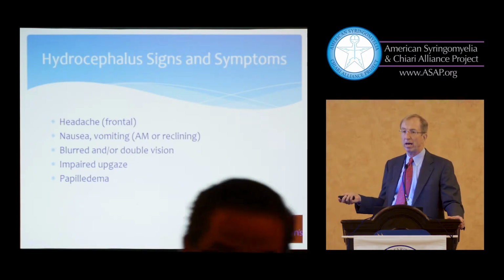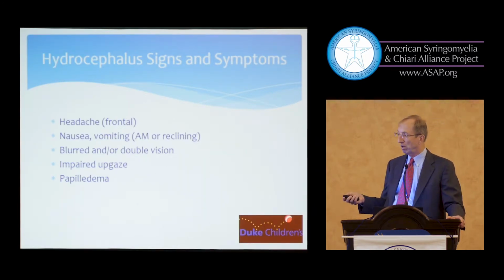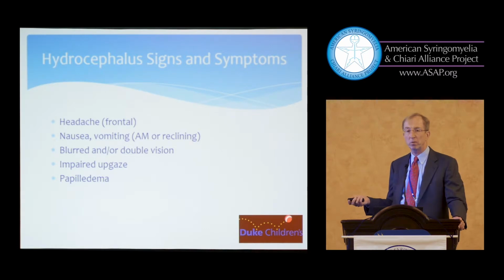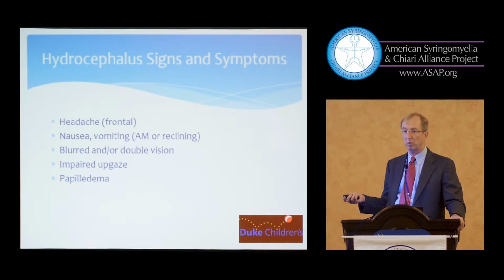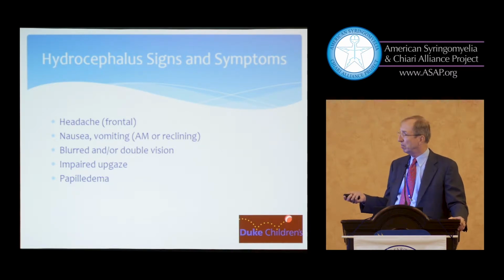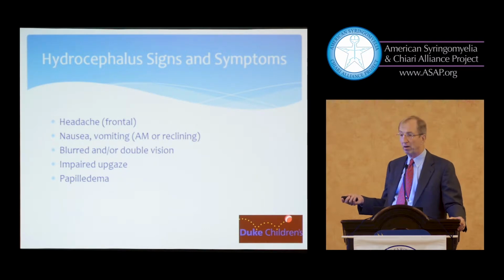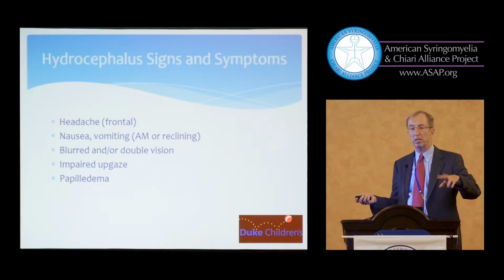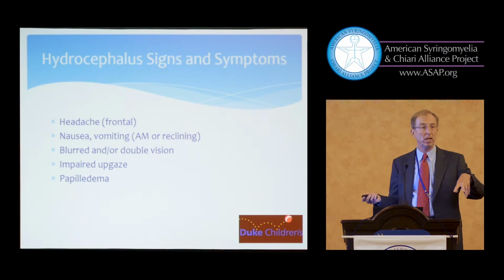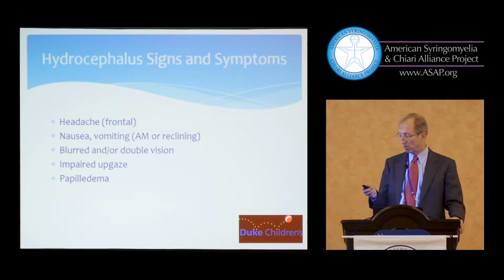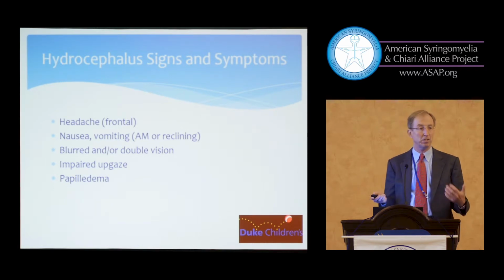So when we think about hydrocephalus on its own, we'll often think of headache, which is often frontal, associated with nausea or vomiting, oftentimes worse in the morning or middle of the night when someone is reclining, because that's when the pressure in your head is highest. Blurred or double vision, impaired up gaze, impairing the ability to look up, or forced down gaze, what's called a sunsetting sign, where the eyes look like the sun setting on the horizon. It's not someone just looking down, they physically can't look up.